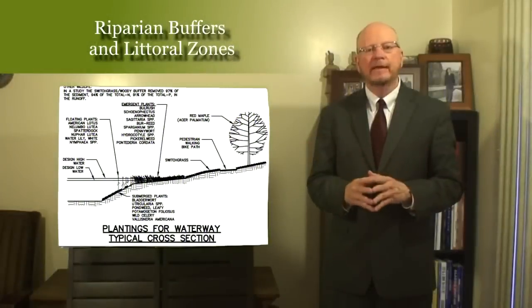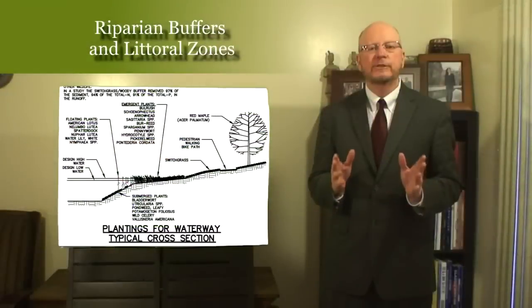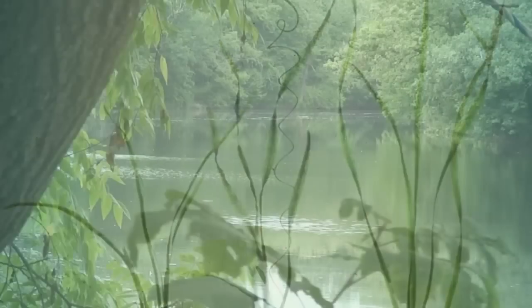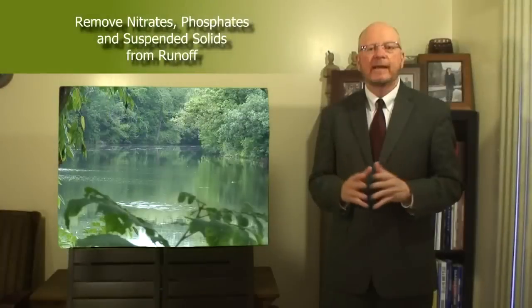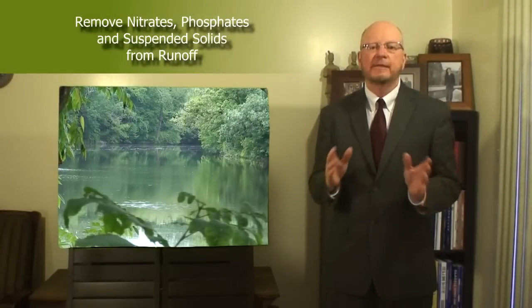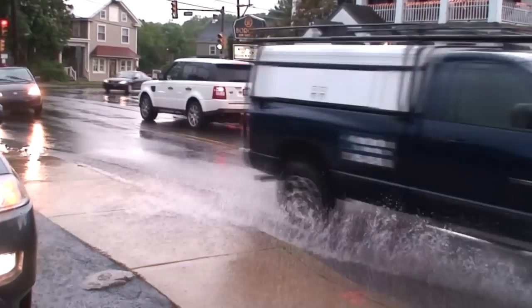For the floating plants, we specify lotus and water lilies, and for submergent plants, we specify bladderworts, pondweed, and wild celery. All of these plants do an excellent job of removing nitrates, phosphates, and suspended solids from stormwater runoff.